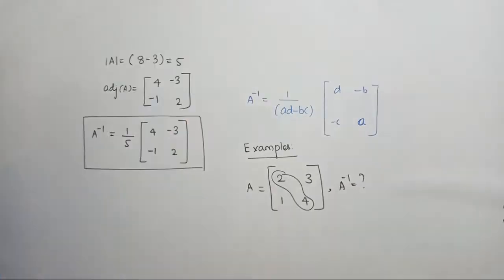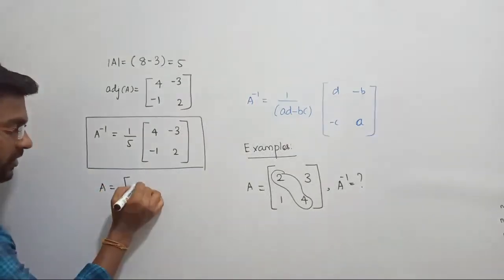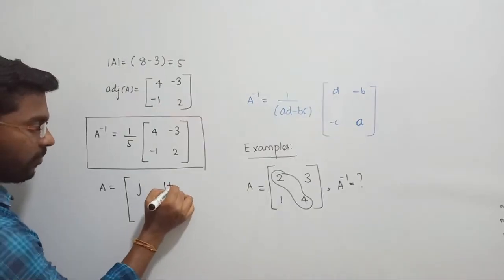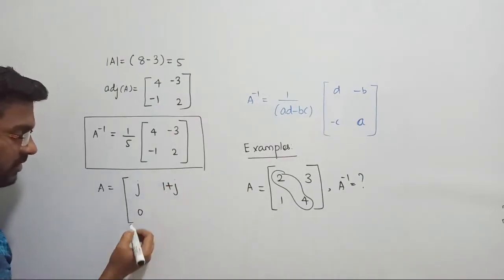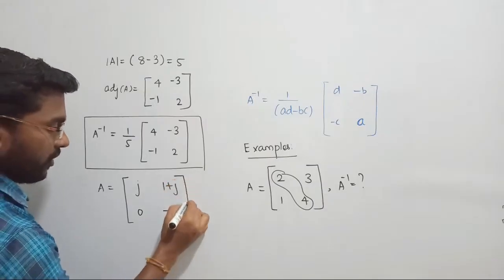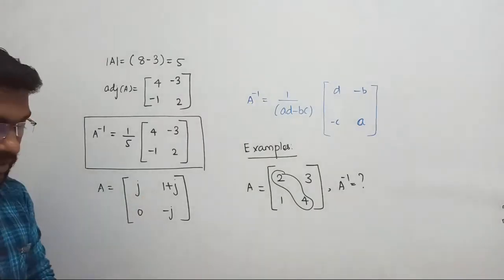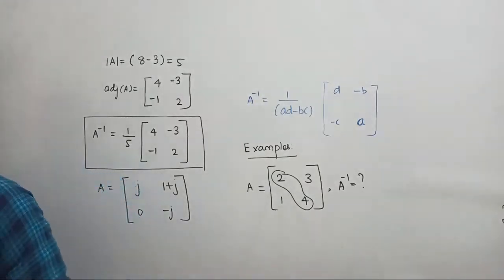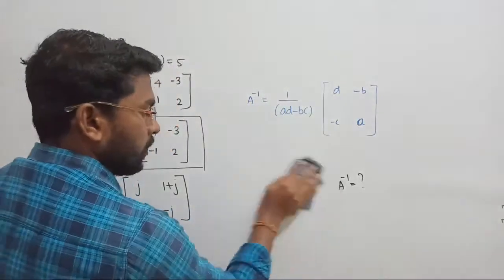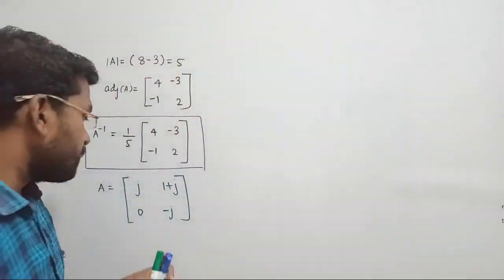Now let us take one more example. I have a matrix like this, with entries J, 1 plus J, 0, and minus J. Now you are requested to find the A inverse for the given matrix. How will you find it? Let's see how to find the answer for this one.